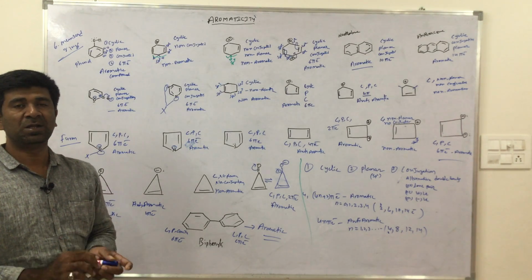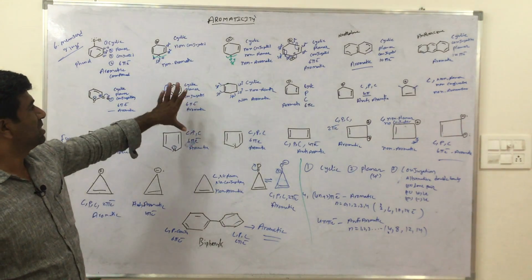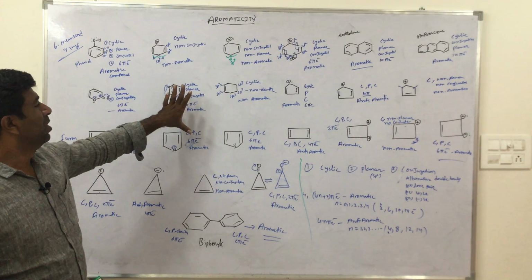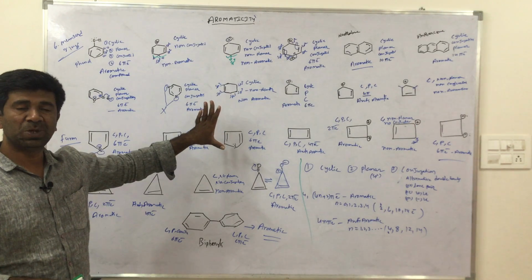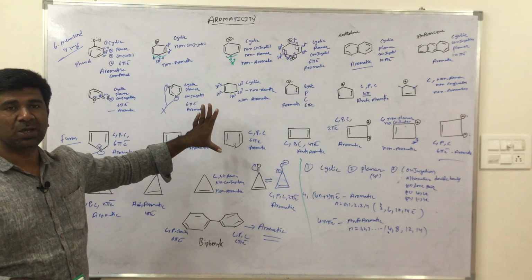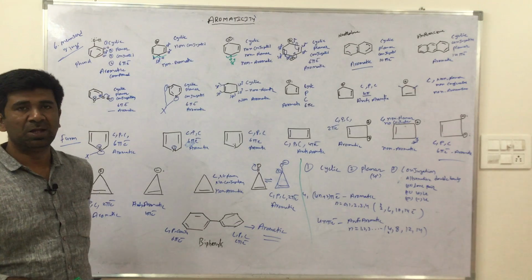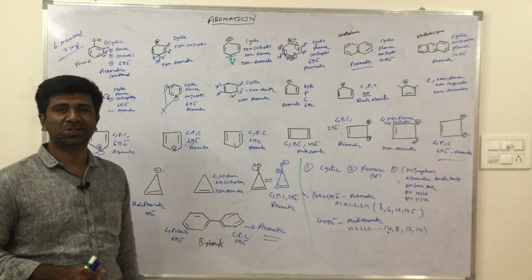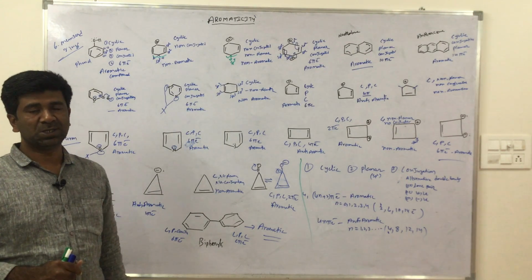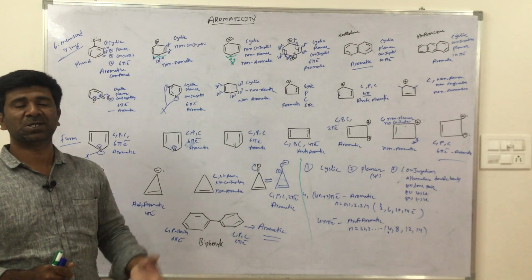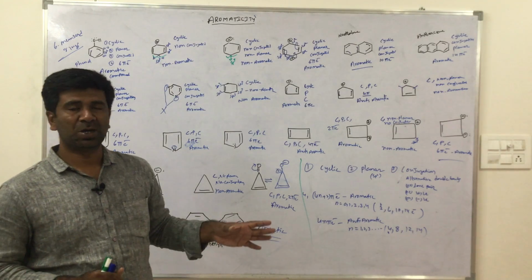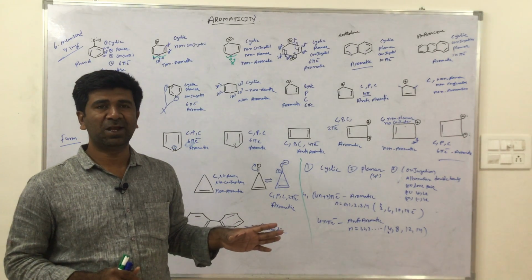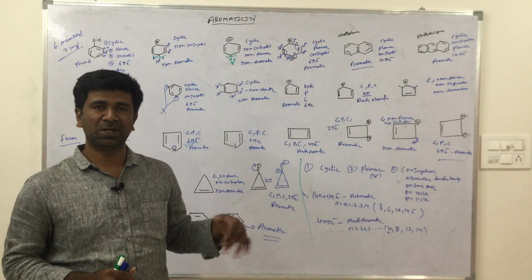Okay, clear? Are you clear? Now these are the examples to find out which one is aromatic, which one is non-aromatic, and which one is anti-aromatic. Okay, I think you all follow these rules. We will discuss more examples in the next class. I will explain more annulenes and some more biphenyl rings in the next video.